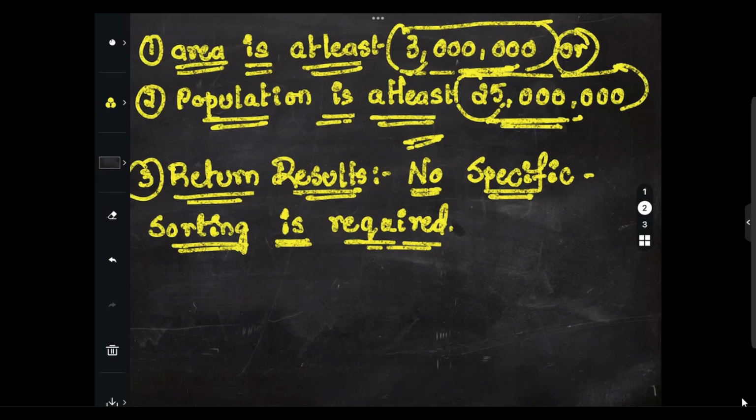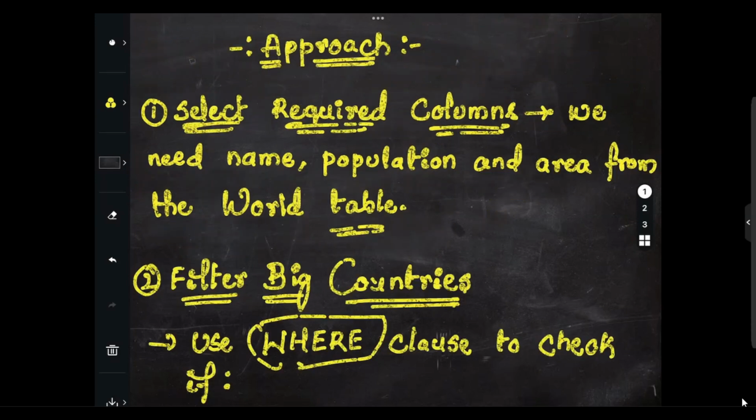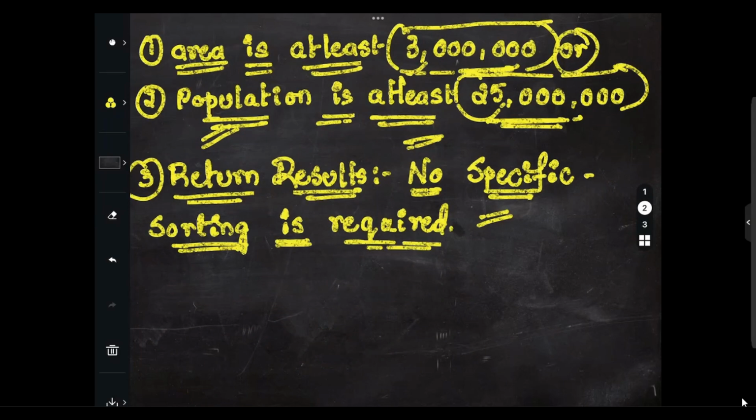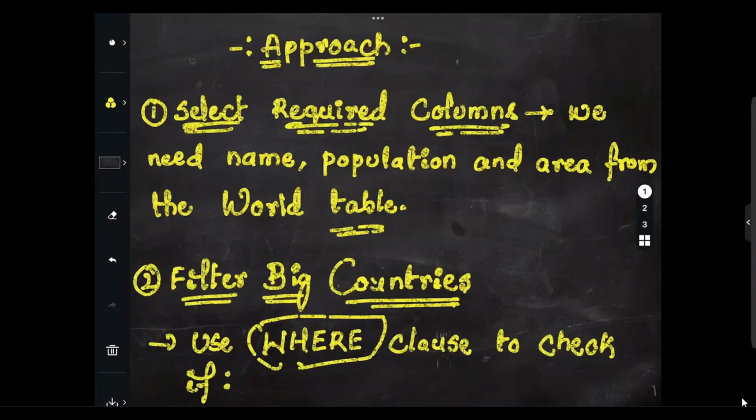Then we have to return the results, meaning no specific sorting is required here. We will make use of the WHERE clause to check if area is at least 3 million square kilometers or population is at least 25 million. That's it. So the first thing is we select the required columns, name, population and area, from the World table. I hope the approach is completely clear.